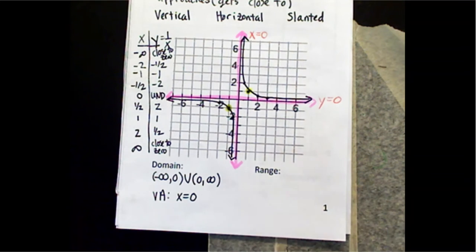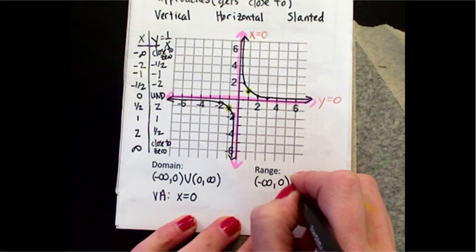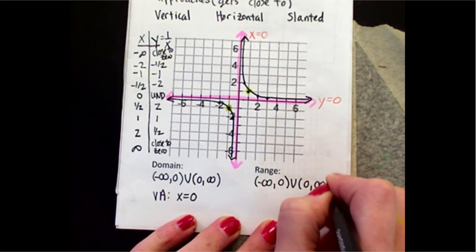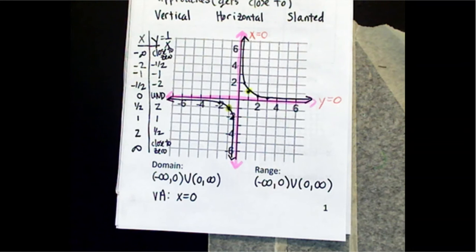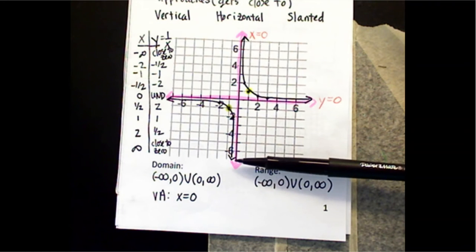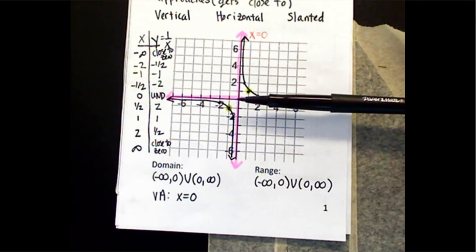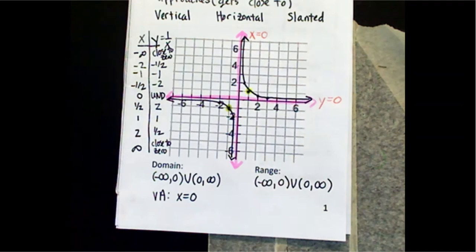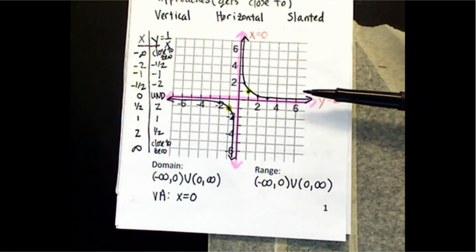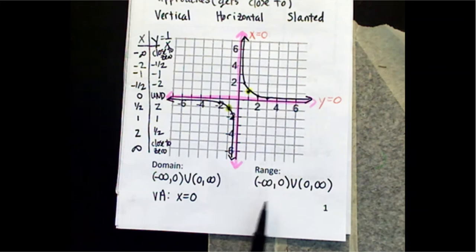All right, next one, range: negative infinity, 0, union, 0, positive infinity. Now I'm looking at my y value, so I'm going to drag that horizontal line. I'm at negative infinity. Up, pick your pencil up. The graph is discontinuous. I pick my pencil up and I skip the y value of 0. And then I start at just above 0 and it goes up to positive infinity.